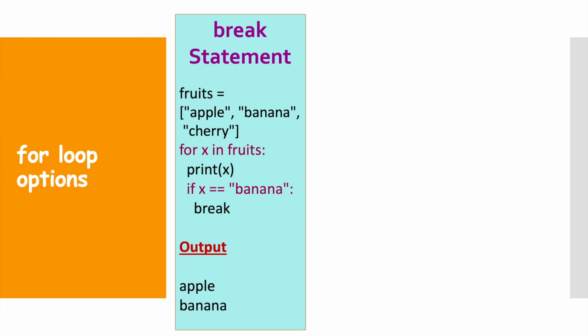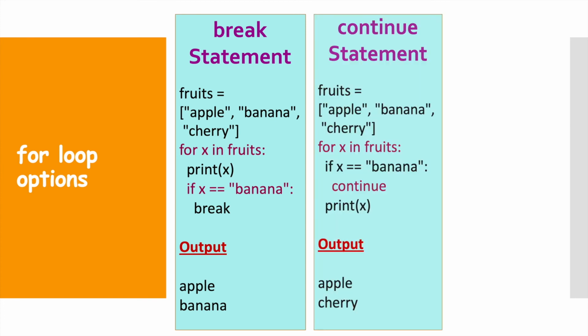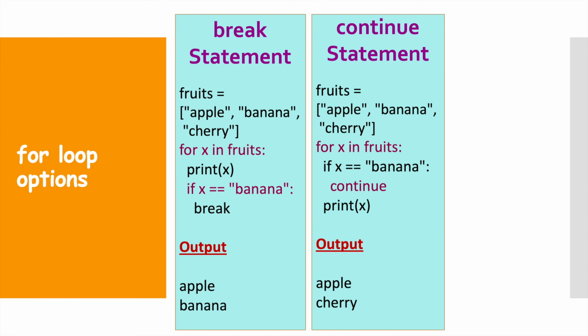Now we come to the continue statement. With the continue statement, we can stop the current iteration of the loop and continue with the next. So here in this example, you have a list of fruits, apple, banana and cherry, and for x in fruits, if x becomes equal to banana, you simply continue. That means you do not print banana. You're only getting apple and cherry as the output.